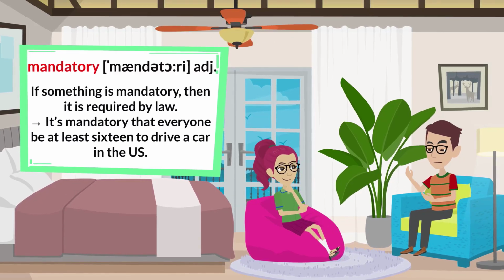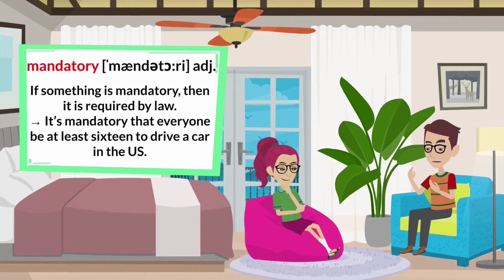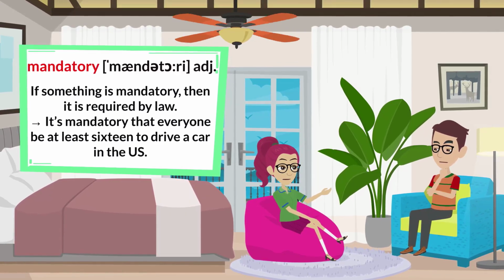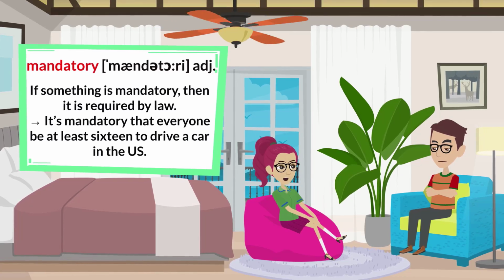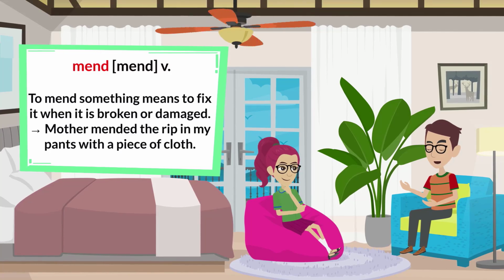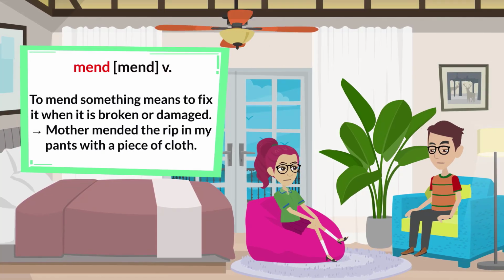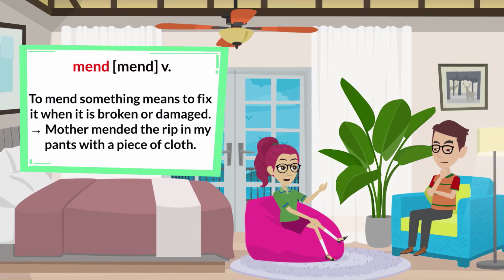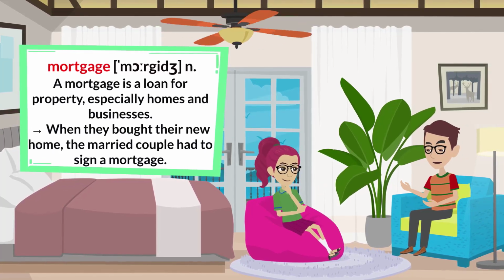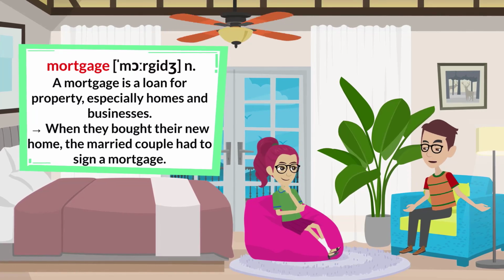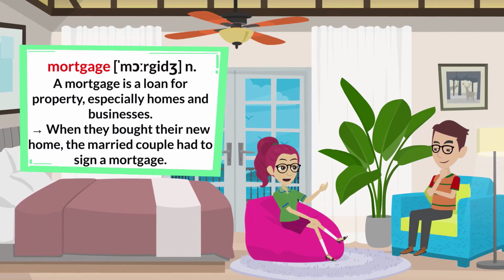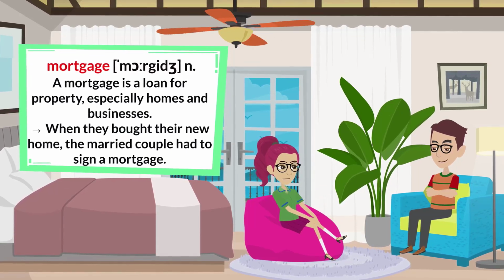Mandatory. If something is mandatory, then it is required by law. It's mandatory that everyone be at least 16 to drive a car in the U.S. Mend. To mend something means to fix it when it is broken or damaged. Mother mended the rip in my pants with a piece of cloth. Mortgage. A mortgage is a loan for property, especially homes and businesses. When they bought their new home, the married couple had to sign a mortgage.